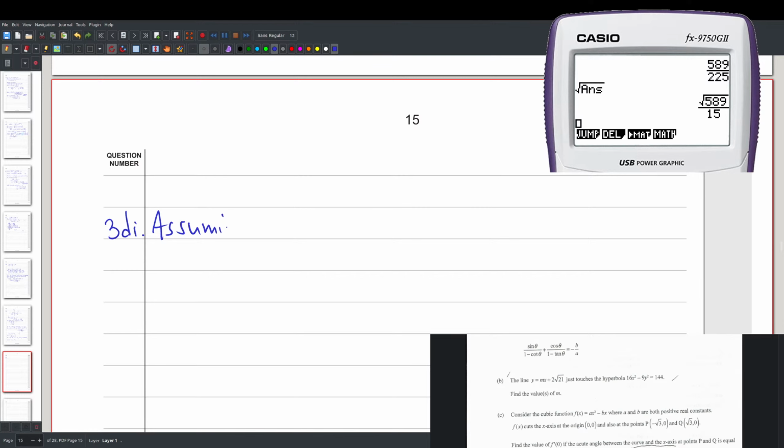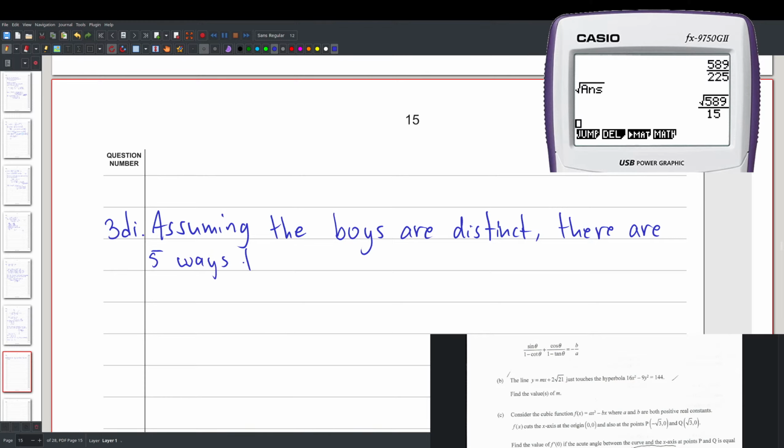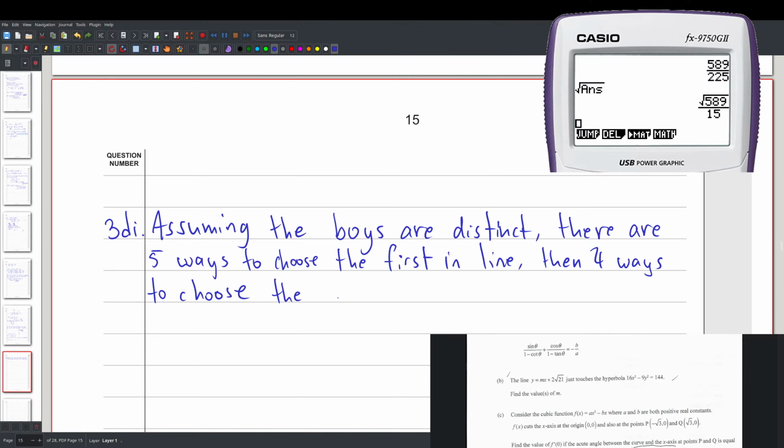Assuming the boys are distinct, then there are 5 ways to choose the first in line, then 4 ways to choose the second, etc. So there are 5 factorial equals 120 combinations. Alright.